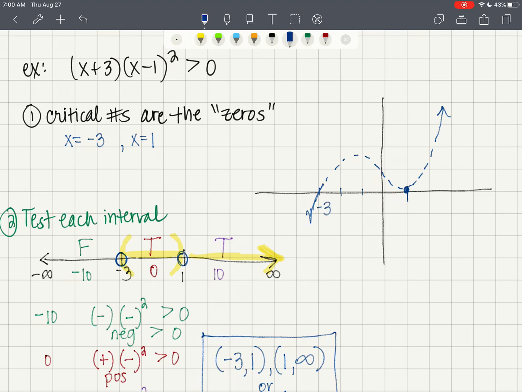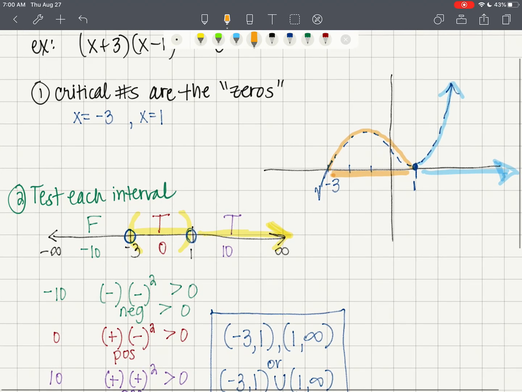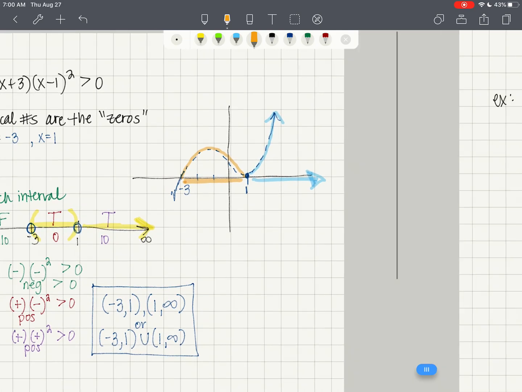So you can see from -3 to +1, we have positive outputs, right? And then from 1 to infinity, we also have positive outputs. So hopefully that kind of gives you an idea graphically of what's happening. If you're not yet there graphically, when you get there graphically, you can apply that to our polynomial inequalities.